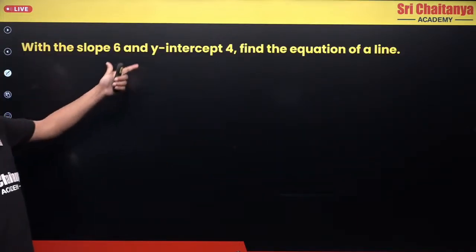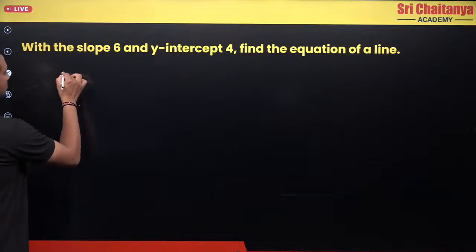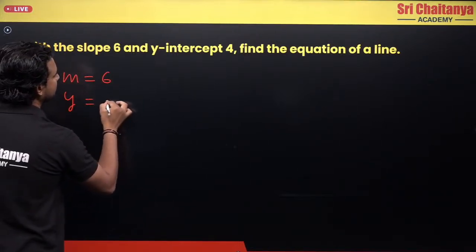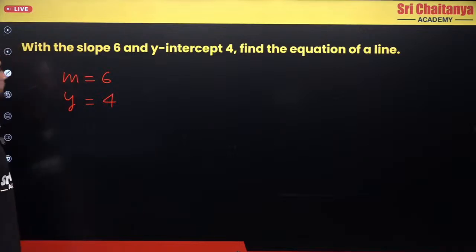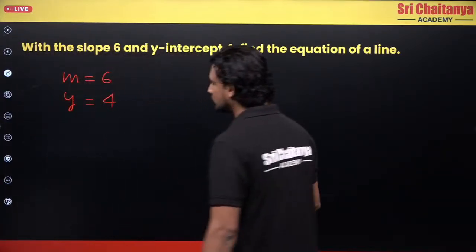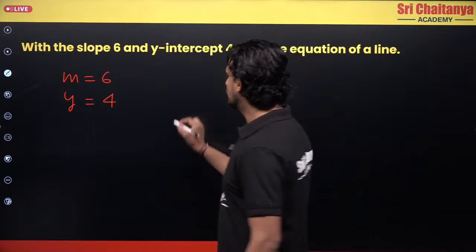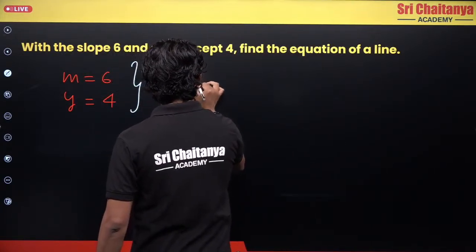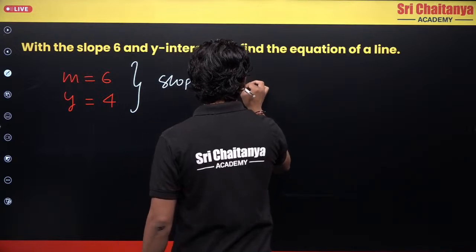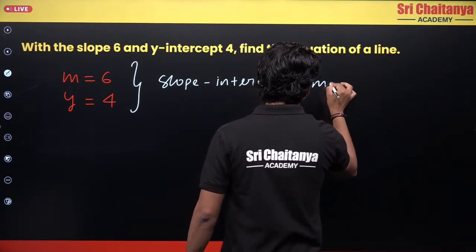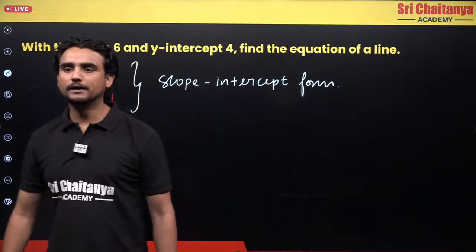With the slope 6 and y-intercept 4. So what is given? Slope m is equal to 6 and y-intercept is equal to 4. Find the equation of a line. Now when slope and intercept both are given, which equation will I use? I will use slope intercept form.